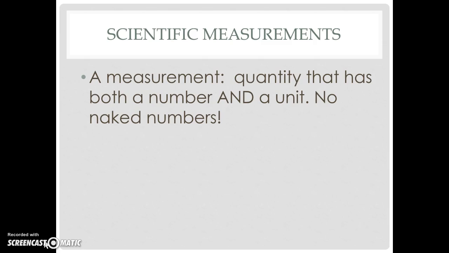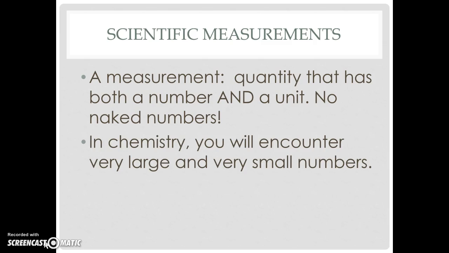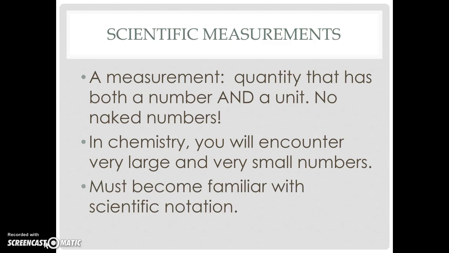As you probably know from middle school, a measurement is a quantity that has both a number and a unit. We will continuously make the joke, no naked numbers. Numbers with no units next to them are meaningless to a scientist. In chemistry, you're going to encounter very large and very small numbers. Because of that, you have to become familiar with scientific notation. I'm sure you've learned this in mathematics courses before, but now we're going to use it pretty much every day.